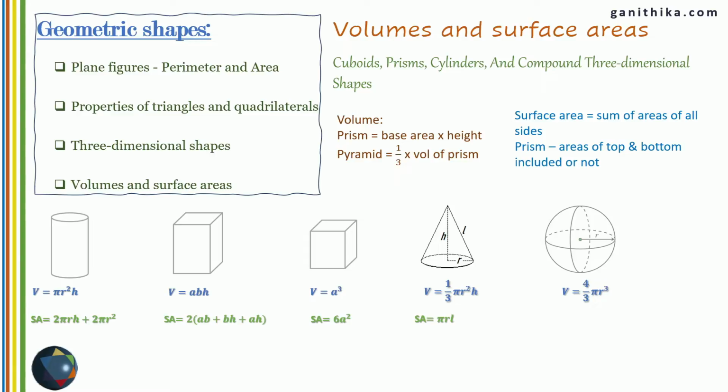V is 4/3 pi r cubed, where r is the radius of the sphere. Surface area is 4 pi r squared. Just remember these 3 formulas: surface area of the cone, and volume and surface area of the sphere. You have to remember them. The remaining things are more logical, so you can remember them by logic. But these 3 formulas you just need to remember at the moment. Let's proceed further and see what the next topic is.